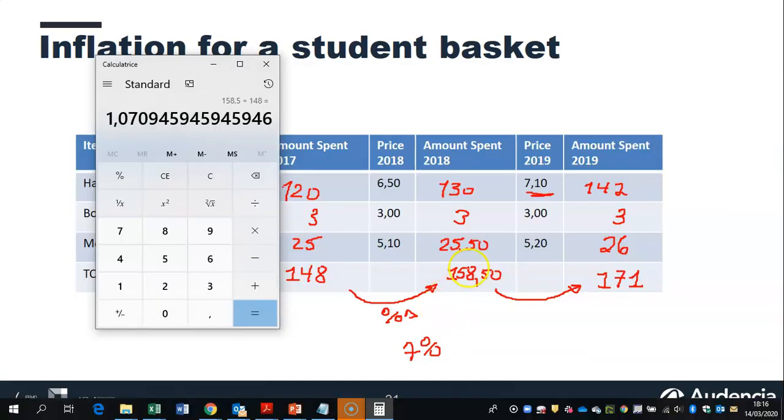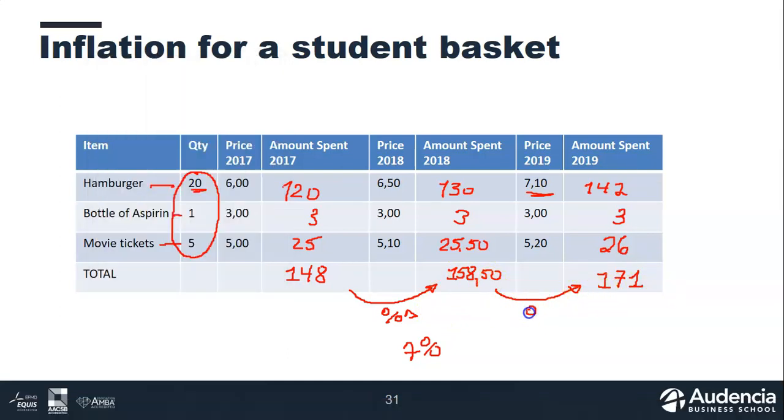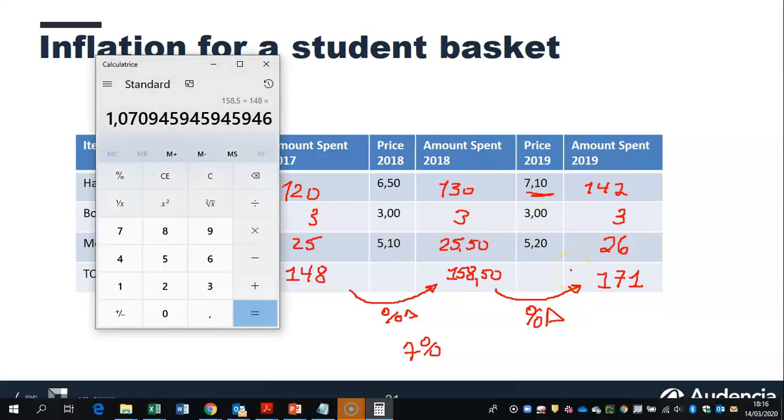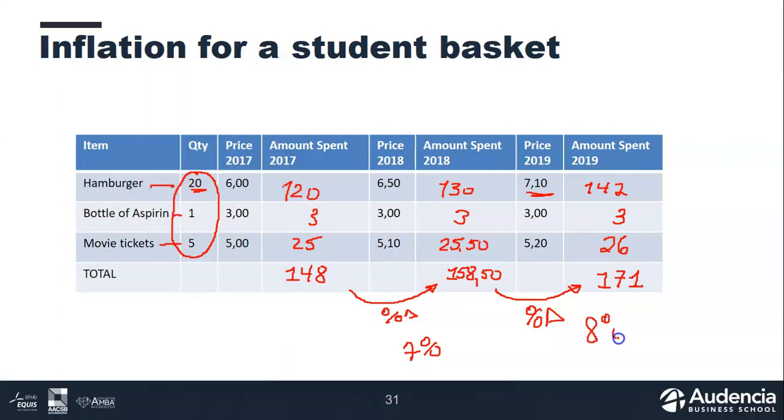And let's go back to our trusty calculator again. And now we want to know what's the percentage change in prices from 2018 to 2019. And again, we'll use our calculator to do that. Let's see if I can get it over here. 171 divided by 158.50 gives us about 8%. So we're at about an 8% increase in prices, or inflation rate, for 2019.